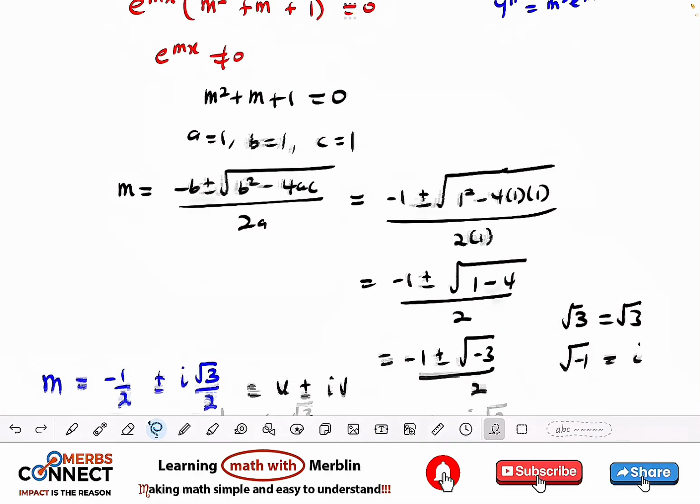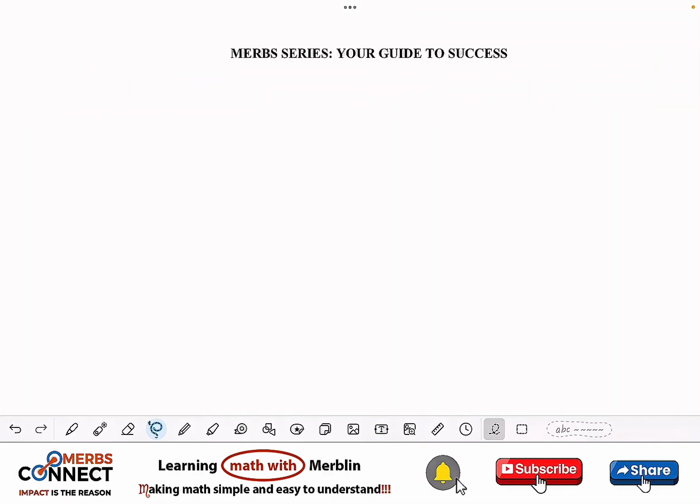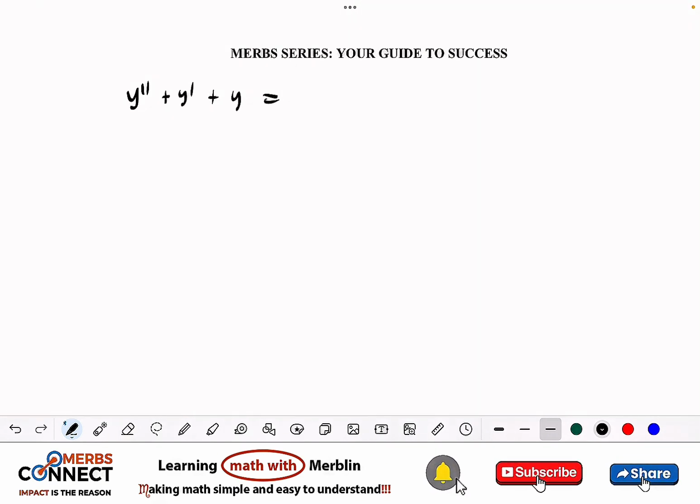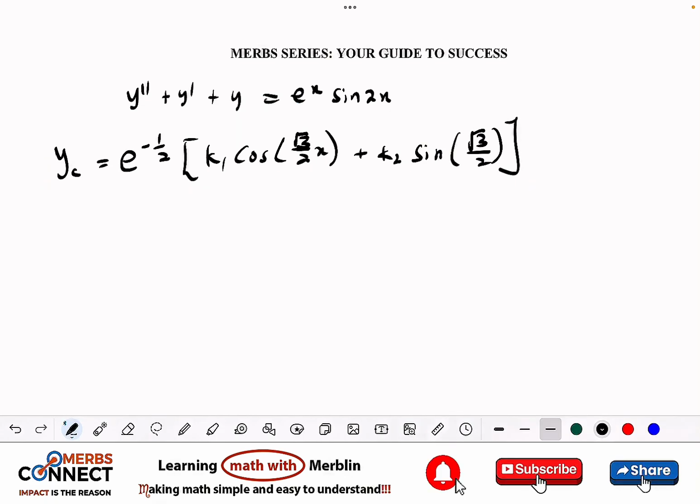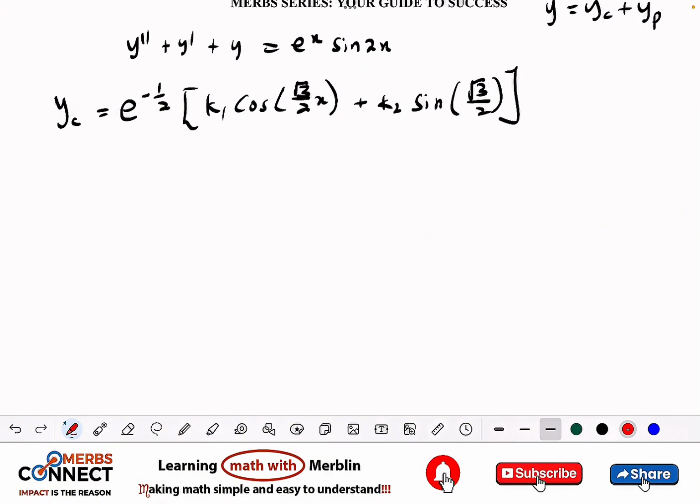So we know that the question given to us is y double prime plus y prime plus y is equal to e to the power x sine 2x. Is that right? Good. And then we know that the complementary solution that we had is this. Since the general solution is equal to the complementary solution plus the particular solution, we need the particular solution.